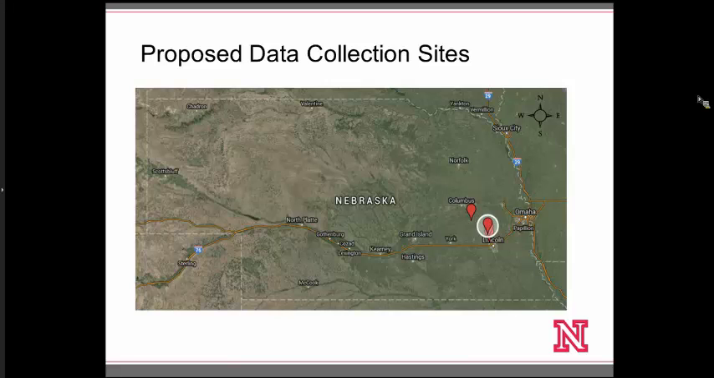Since I am living in Lincoln, in Nebraska, I gathered my sites close to Lincoln. Some of these were a little outside of Lincoln, but they were also of major concern to the Nebraska Department of Roads, which is why I chose to do them.